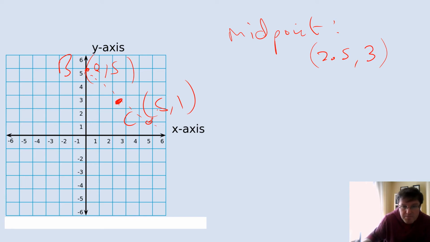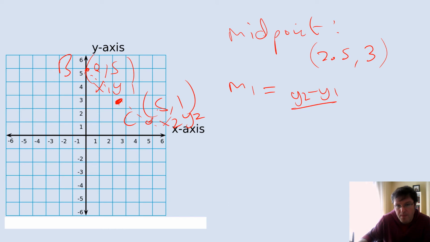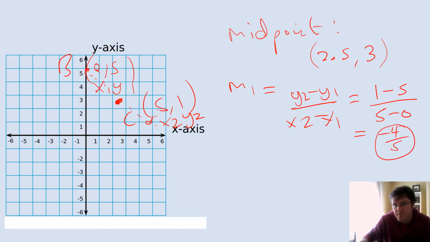So that's the midpoint. I'm going to need to find the slope of BC. So with slope, make sure again the point on the right is the one you label as x2, y2. So it's the point on the right, subtract the point on the left. So difference in the y values there. Okay, what have I got here then? 1 minus 5, and I've got 5 minus 0. So I've got minus 4/5.